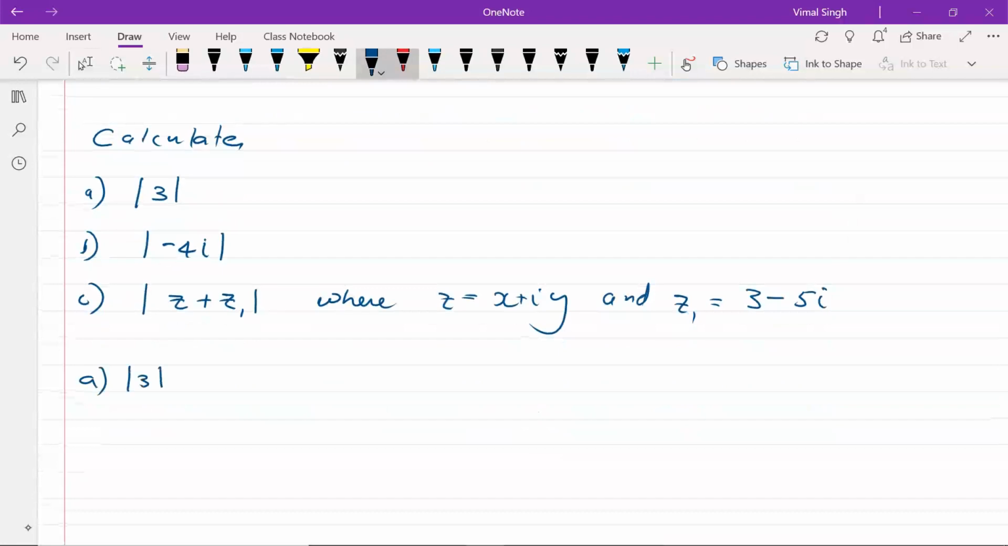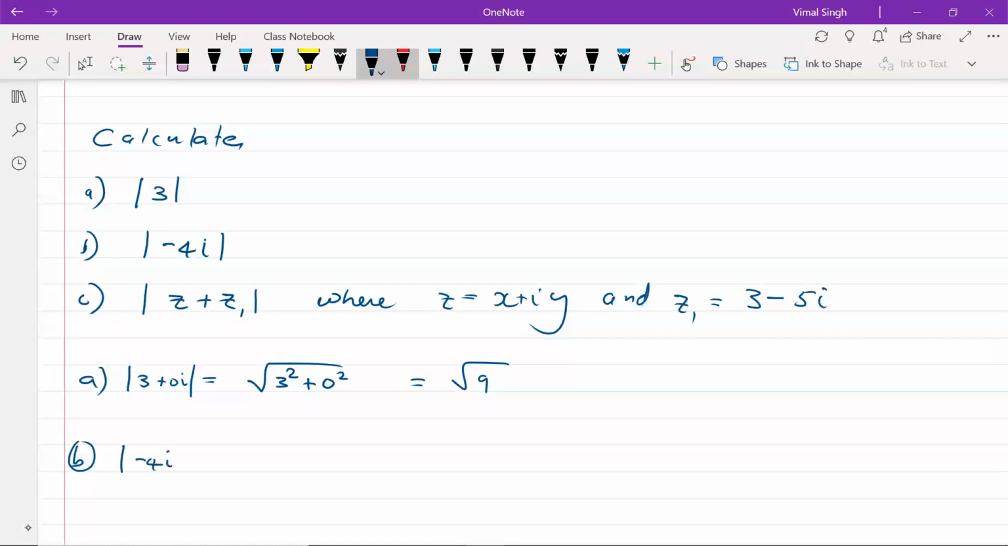Alright, looking at the first one, a, the modulus of 3. What you notice here is the real part is 3 and the imaginary part is 0. So this is just the square root of 3 squared plus 0 squared, which is just going to be 3. If you want, you can write this as 3 plus 0i. b. A similar thing happens with the next one, minus 4i, which is the same as 0 minus 4i, and that will be the square root of 0 squared plus minus 4 squared. That is just the square root of 16, which is going to be 4.